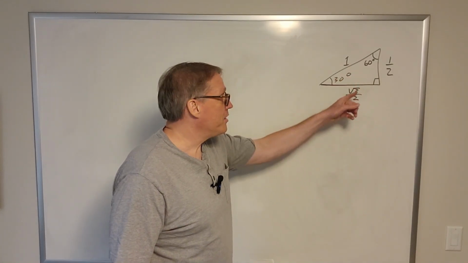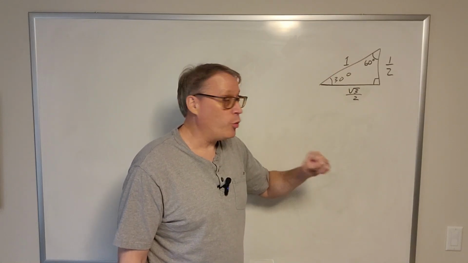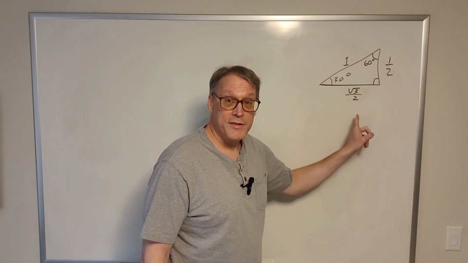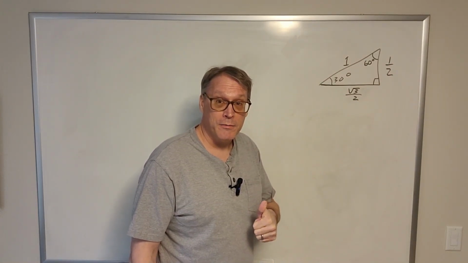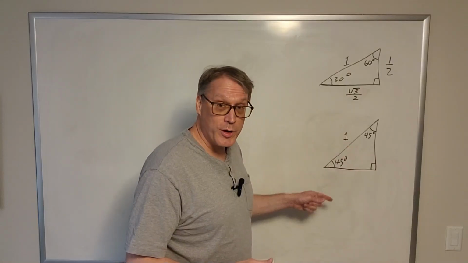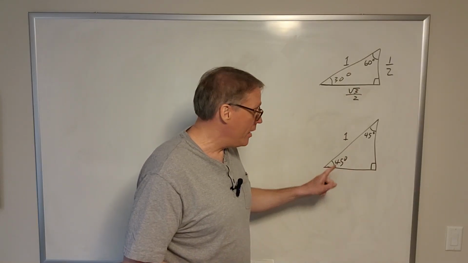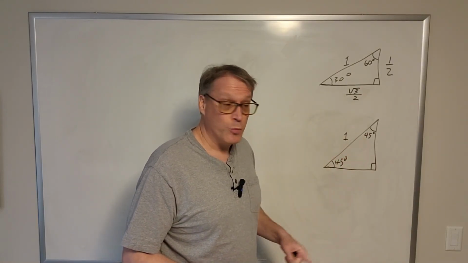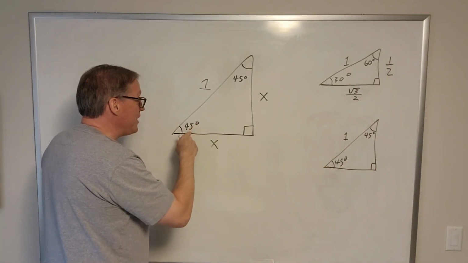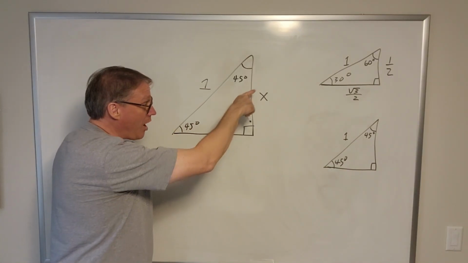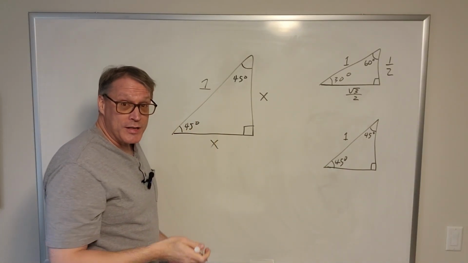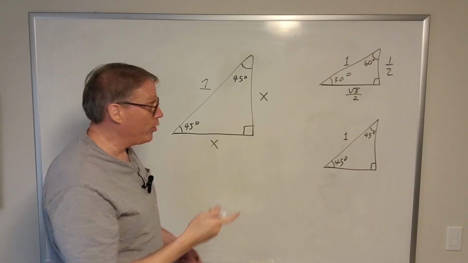So in a 30, 60, 90 triangle with a hypotenuse length 1, this side's going to be 1/2, this side's going to be square root of 3 over 2. Got it? Good. Let's move on to the next one. How about this right triangle with a hypotenuse length 1 and 2 45-degree angles? What are these side lengths? Well, since each angle has the same measure, each opposite side will have the same length. That's one of the properties of an isosceles triangle, which this is.